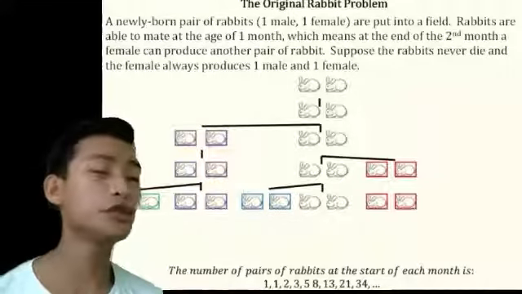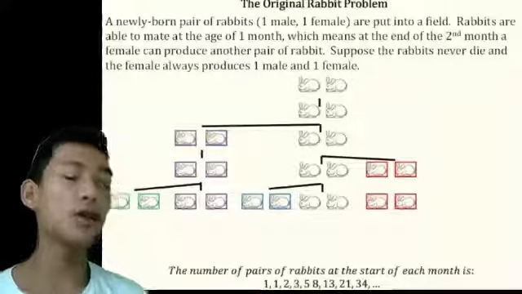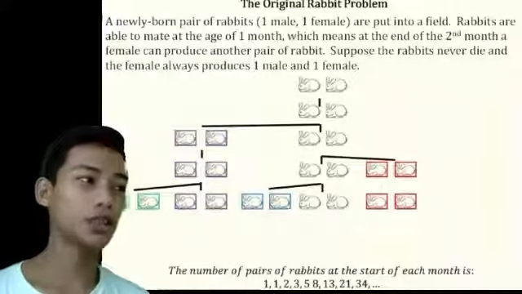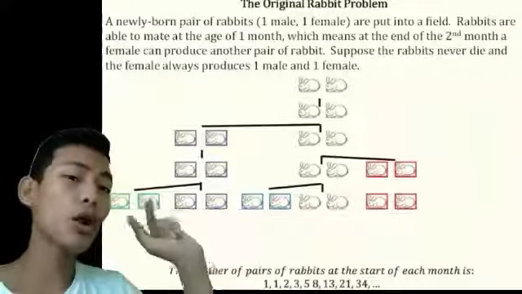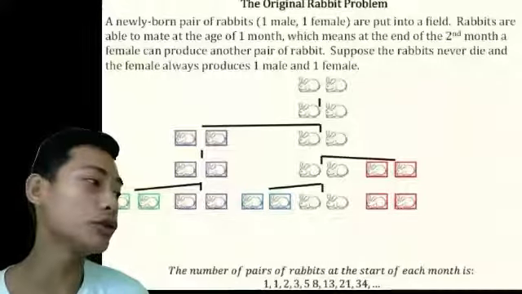So the rabbit here is producing another pair of rabbits. So we can apply the Fibonacci sequence because we are adding a pair of rabbits to another pair of rabbits to know the count of pairs of rabbits in the present.